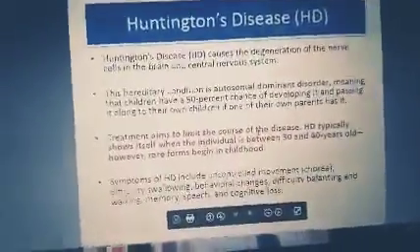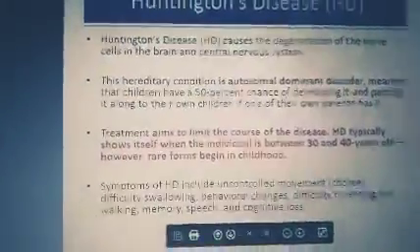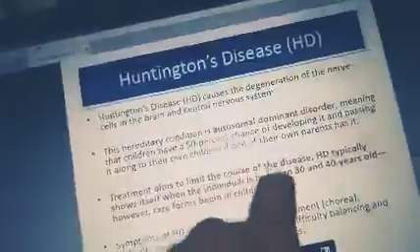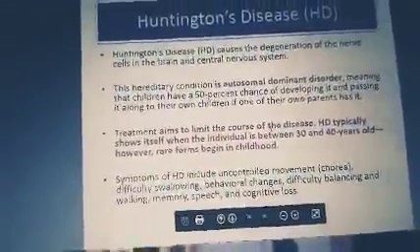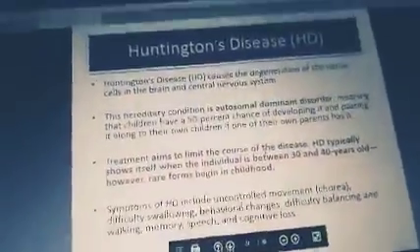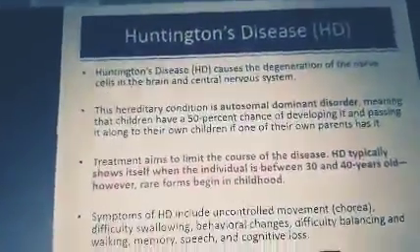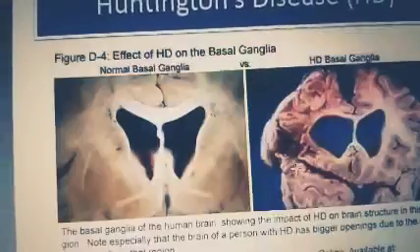One of the common diseases, Huntington disease, causes the degeneration of the nerve cells in the brain and central nervous system. This hereditary condition is an autosomal dominant disorder. It is a very crucial neurodegenerative disease which is passed to the next generation, and as a drastic consequence, a patient is not able to surpass the normal age of 40 to 50 years. It is a very rare genetic disorder but passed to the next generation. You can see the variations in the brain of a Huntington-affected person.